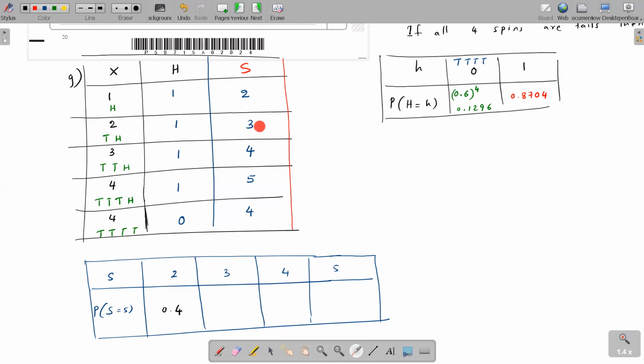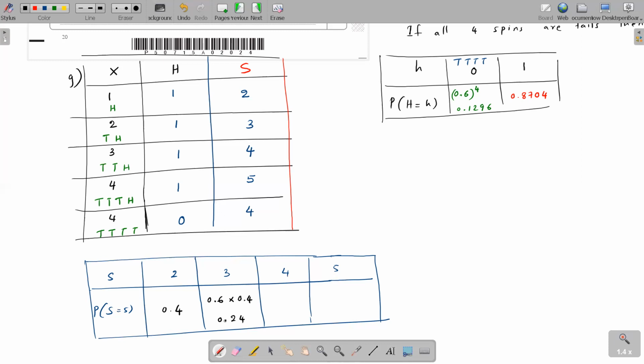Next one, S is 3. What's the event that leads S to be 3? Tail head, right? The probability of tail into head: tail is 0.6, into head is 0.4. How much? 0.24.